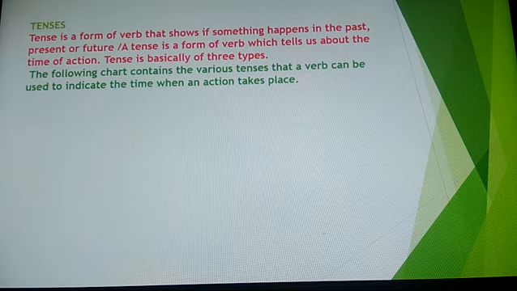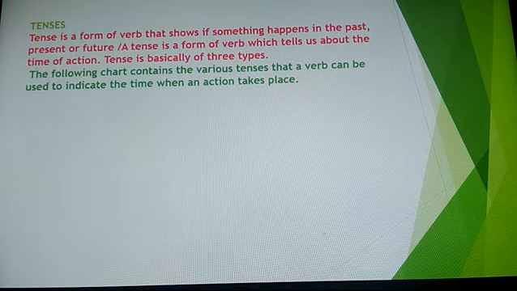Today we are going to do again in the grammar section, that is tenses. So as we all know, what is a tense? Tense is a form of verb that shows if something happens in the past, present or future. Or we can define it in this way: a tense is a form of verb which tells us about the time of action. So tense is basically of three types.